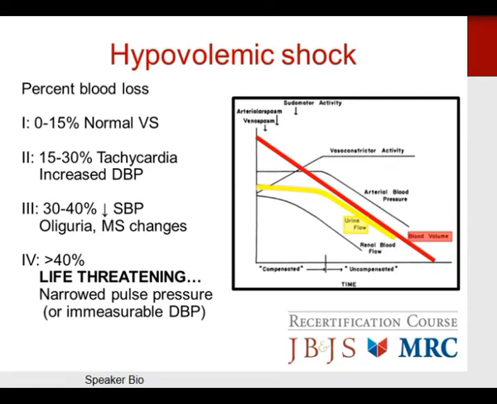With blood loss from 30 to 40%, here you have a decreased systolic blood pressure, oliguria, and you'll start having mental status changes. Blood loss of greater than 40% is considered life-threatening. Here you'll have a narrowed pulse pressure because your systolic pressure and your diastolic pressure are starting to get closer together. Very often you'll have immeasurable diastolic blood pressure here. So it's important to recognize these symptoms of hypovolemic shock.